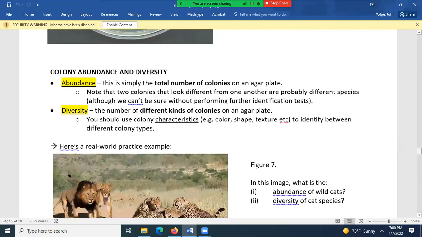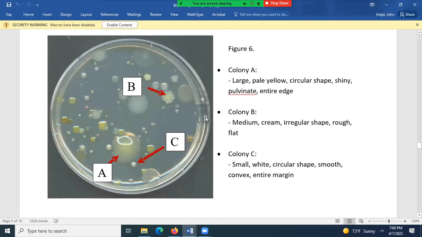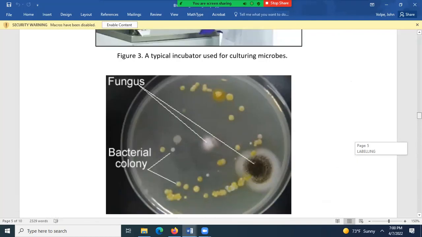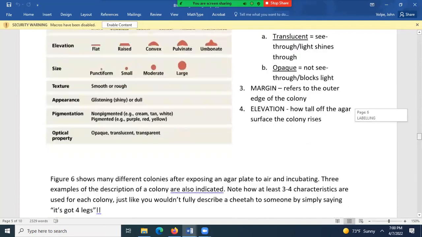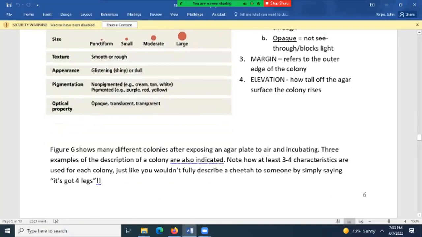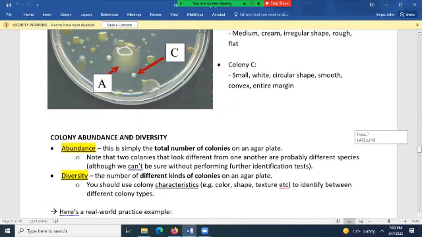When we talk about colonies, you can talk about the abundance of colonies. That would be the total number of colonies on a plate, and you have to count them. That's too many to count. But if I come up to this plate here, oh, that's still too many to count. I don't know. It's about 10 there. So this would be 30 to 40 in colony abundance. And the abundance is just the colony number, however many colonies there are.